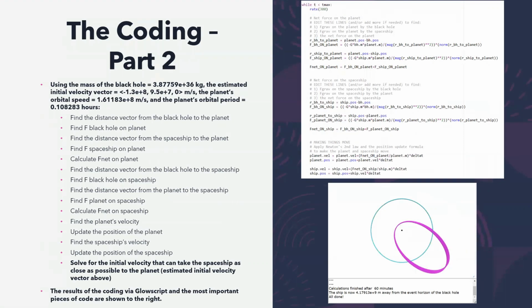All this is a lot to explain. However, it's the distance vector for each piece, and then you find the force on each piece, and you calculate F net. So in the end, we were able to calculate F net on the spaceship, F net on the planet, and update the planet's velocity, the position of the planet, the spaceship's velocity, and the position of the spaceship, in order to solve for the initial velocity that can take the spaceship as close as possible to the planet, which is the estimated initial velocity vector above. And to the right again are the results via GlowScript. As you can see, the spaceship orbited around the planet, and the code is also to the right.